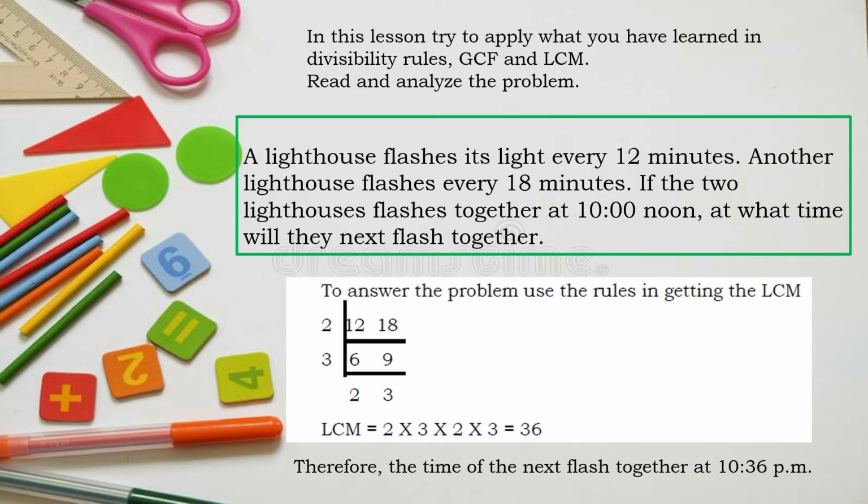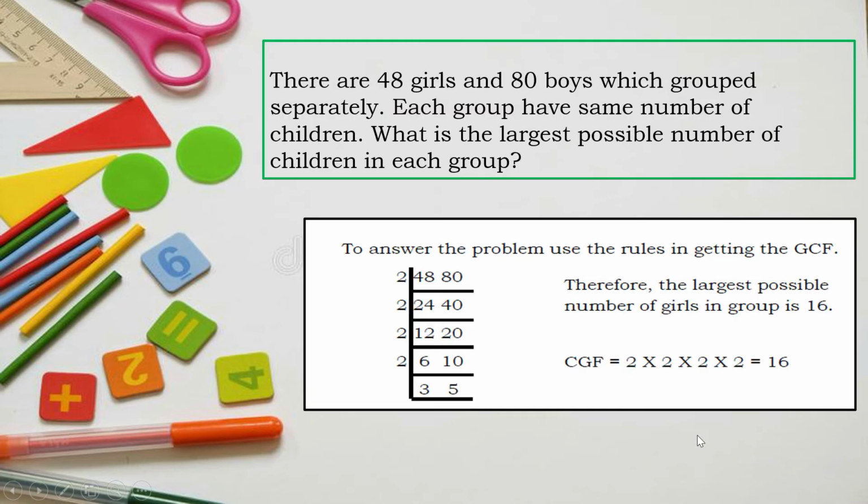The lighthouse: if the two lighthouses flash together at 10 noon, at what time will they next flash together? Okay, they flash together at 10:36 p.m. Next, there are 48 girls and 80 boys. They are to be separated into groups. Each group has the same number of children. What is the largest possible number of children in each group?